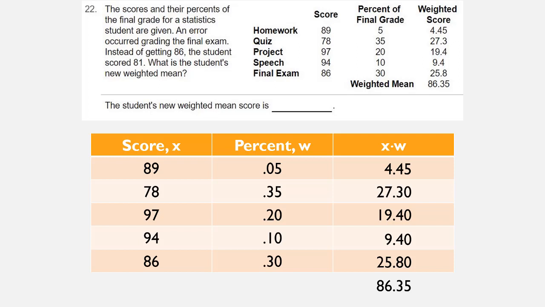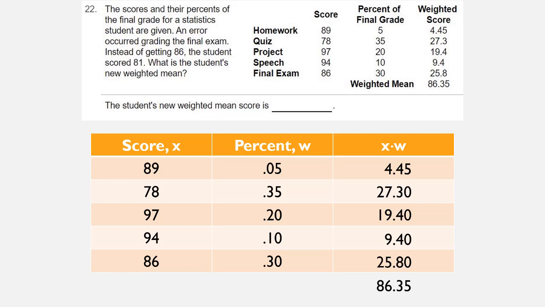So if I were to take the first row of this table, the 89 times 0.05, that's where the 4.45 came from. Because if we had just multiplied 89 times 5, it would be 445. So this table reflects how those values were computed. So what it said is that we had an error in our table, and that the last value in our table, the 86, was supposed to be an 81.